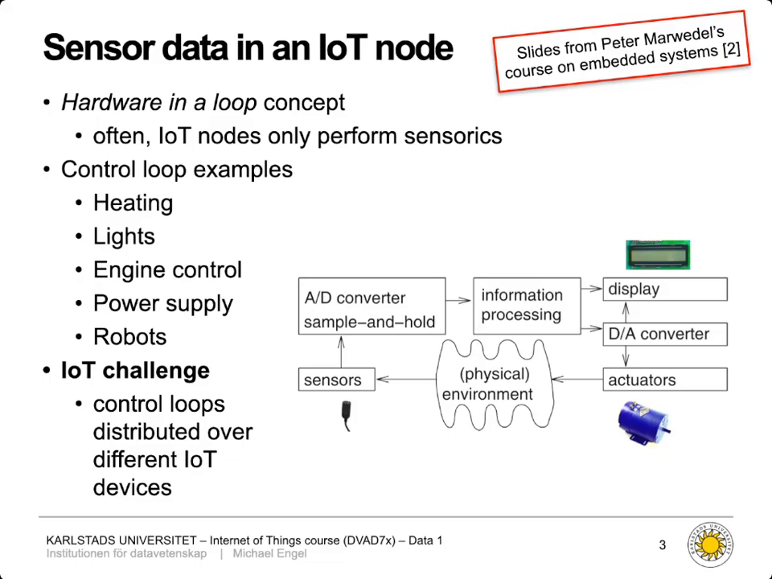And of course, there are large numbers of examples for these control loops: heating and lights. In cars, you have engine controls, you can have power supply, and of course, in more complex things, we have complex sensors, maybe even image sensors, LiDAR sensors to sense your 3D environment, and so on. This is used in robots. The challenge for the IoT, of course, is that this is no longer constrained to a single embedded device, but in the IoT, these control loops can be distributed over different IoT devices, and we have to get them to talk to each other and to work together.